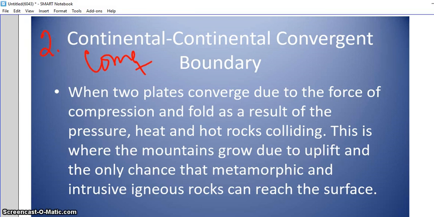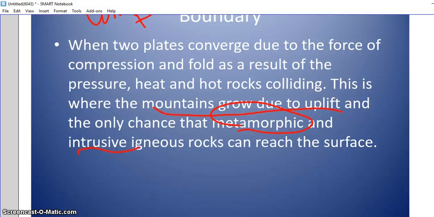So this is where mountains grow due to uplift. So we are exposing those metamorphic and igneous rocks underground. And they can reach the Earth's surface to start going through weathering and erosion. So that's how we know what's inside the earth.